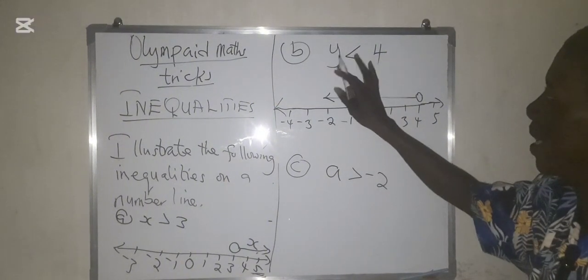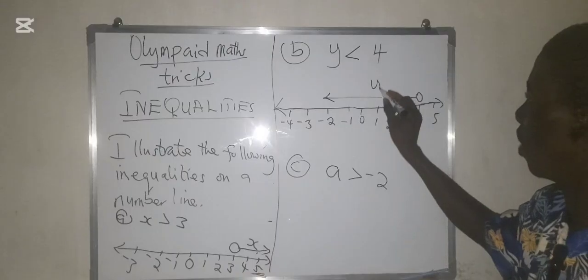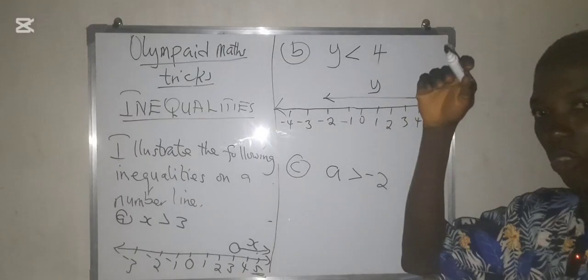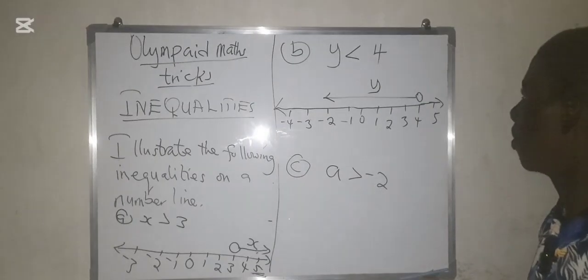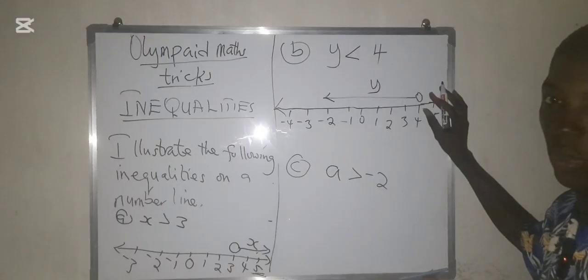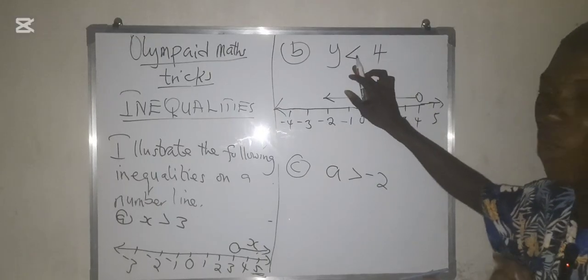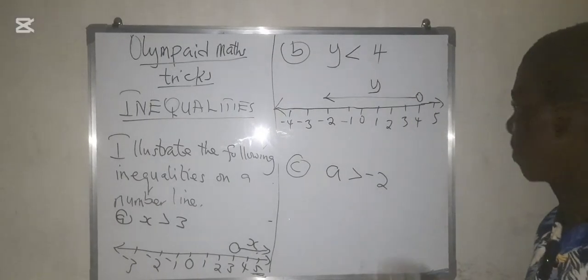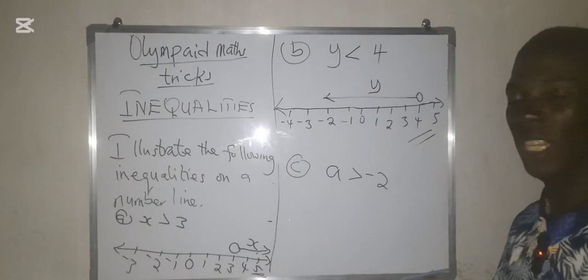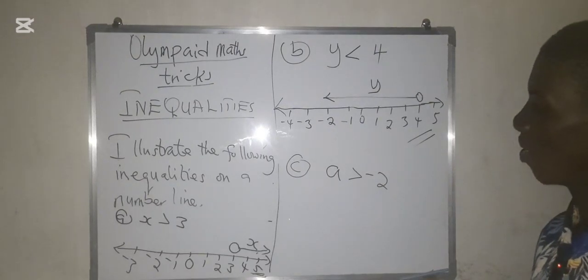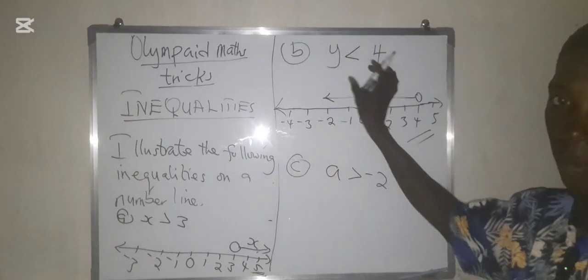Now, I indicate the variable that is given. Here we are given y. Indicate it on top. Now, here also we do not shade the circle because of what? It is only a mere less than. So now this is the illustrated solution to this.